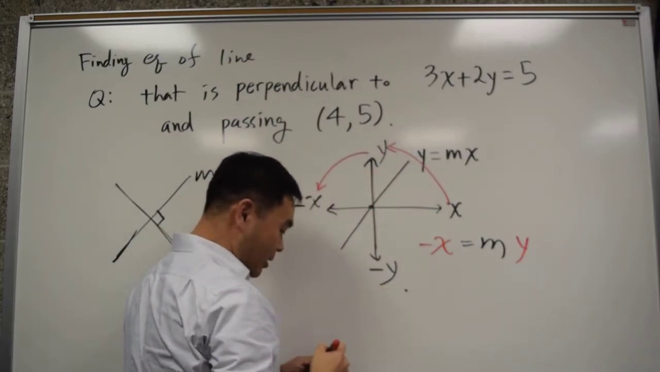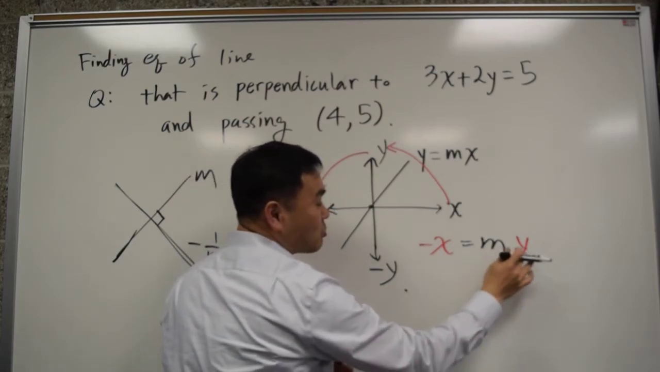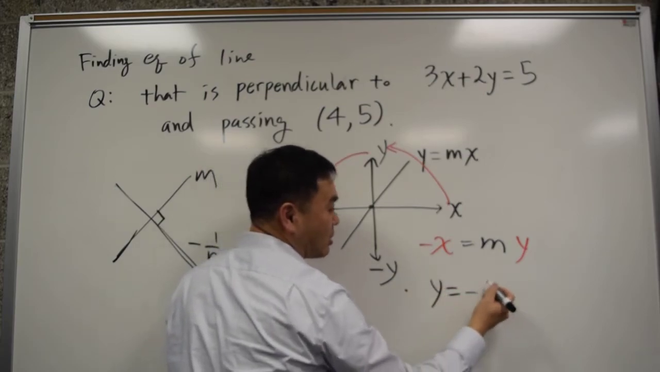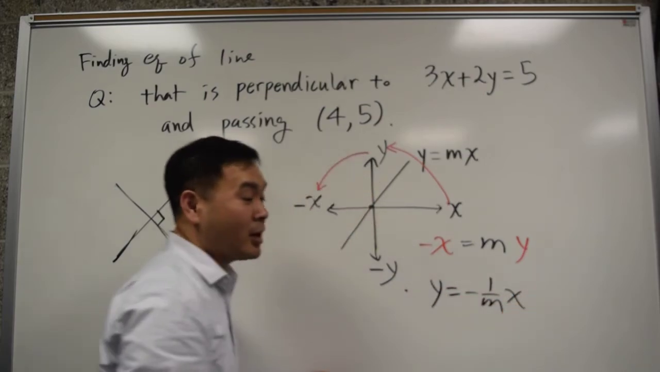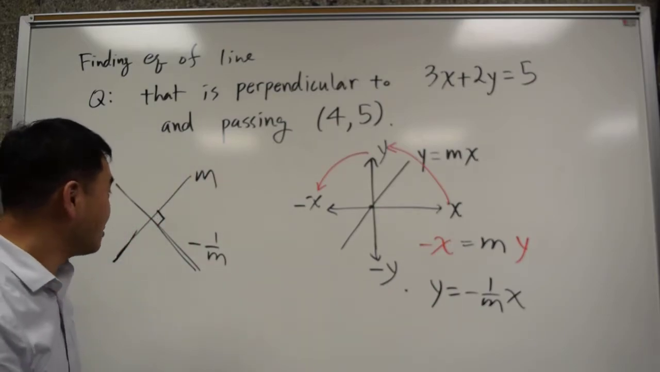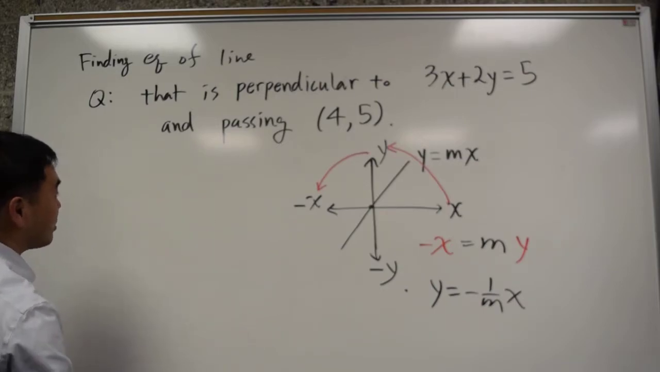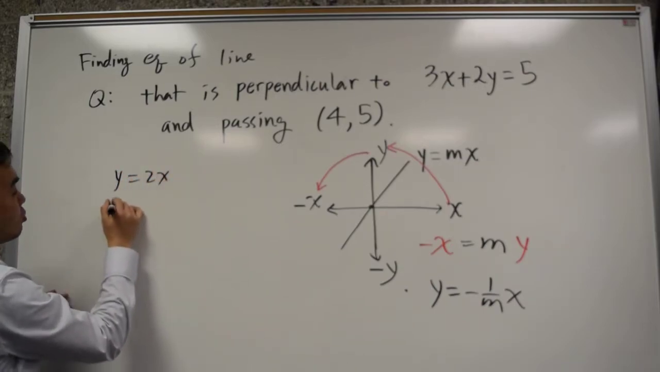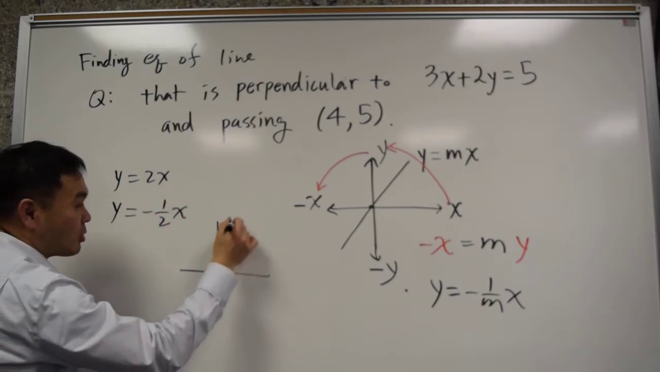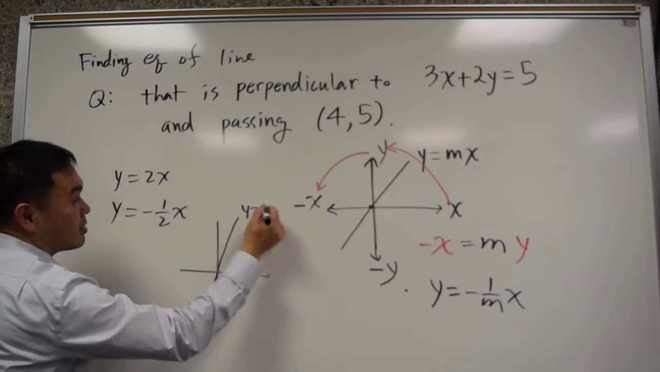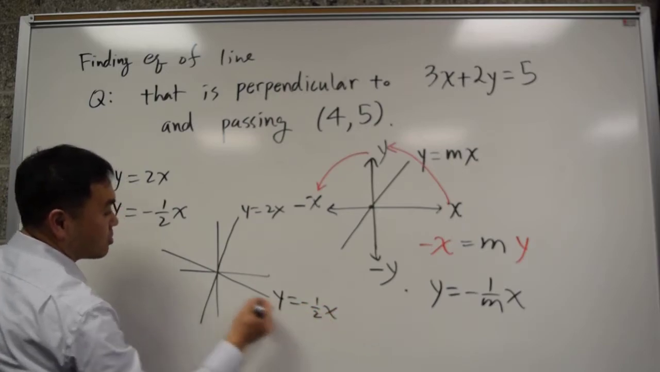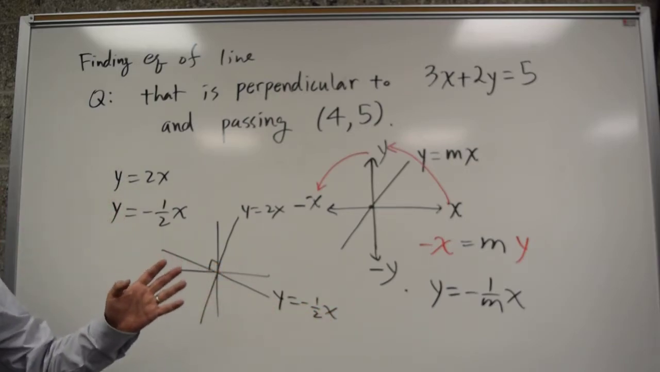Now solve for y. It's m times y, so to solve for y, you just divide by m, right? So what do you get? You get y equals negative 1 over m times x. And it's really true. I mean, this looks more like magic than a proof, but it's really true. If you drew y equals 2x and y equals negative 1/2 x on graph paper, you'll see that y equals 2x is like that, and y equals negative 1/2 x is like that. So they are really perpendicular. You can check that, okay?